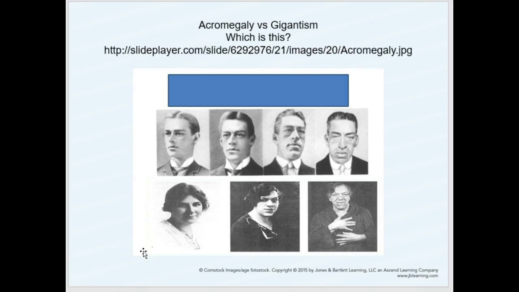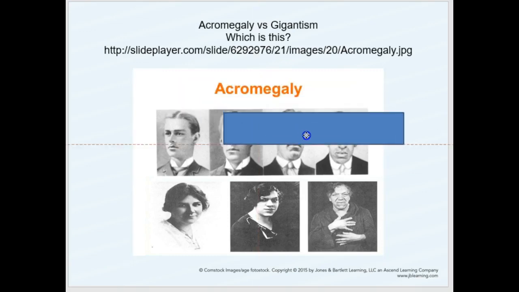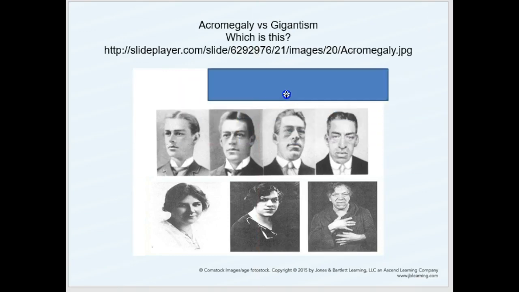Now, I want you to think what these might be examples of, these pictures. Is this going to be acromegaly or gigantism, and why? And I asked you to think about how you can tell the difference, and you probably have guessed this is acromegaly. And acromegaly will present with someone who stays approximately the same height or stature, but their faces get wider and thicker as they get older.